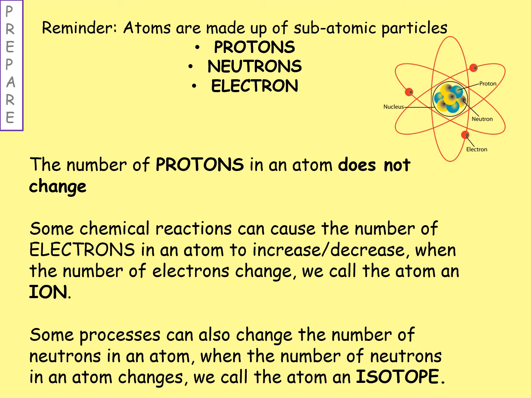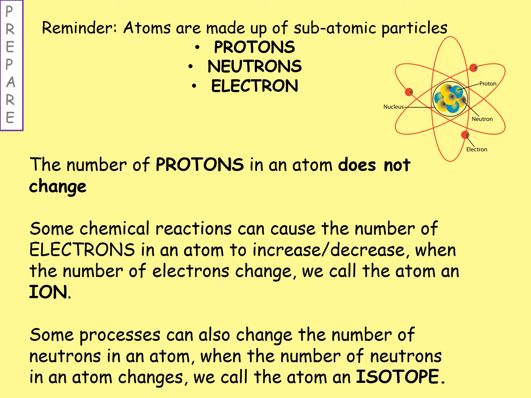Now, whilst the number of protons never changes, the number of electrons in an atom can change. It can increase and it can decrease. It can be due to a chemical reaction or something else happening. And when the number of electrons inside of an atom changes, we call it an ion. So if we had an atom of oxygen and it gained an electron or it lost an electron, we wouldn't call it an oxygen atom anymore, we'd call it an oxygen ion. And by changing its name to an oxygen ion instead of an oxygen atom, it's our way of letting people know that the number of electrons within it has changed, either increased or decreased.